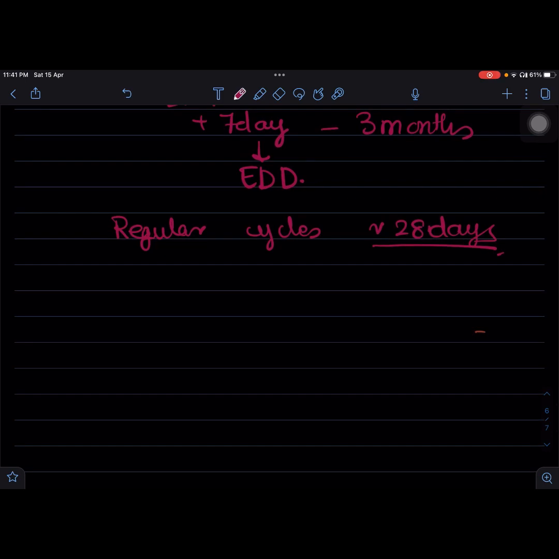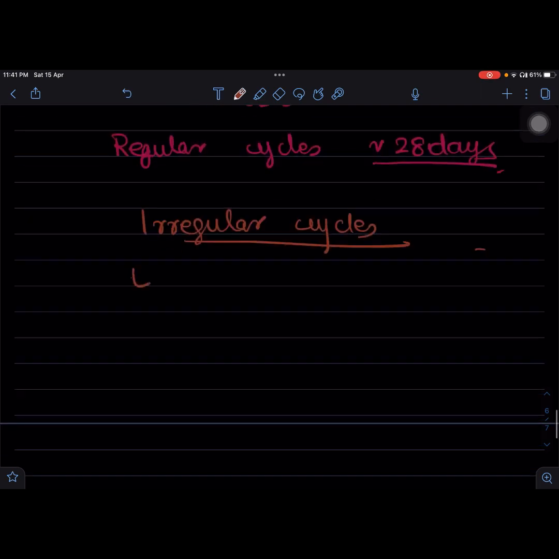Now, supposing you have irregular cycles, how to calculate the EDD? If the patient says that her cycles are not regular, and by that I mean that there is a discrepancy of 10 days or more, that is, the menses comes 10 days or more before or after our expected date, and it happens on a regular basis.